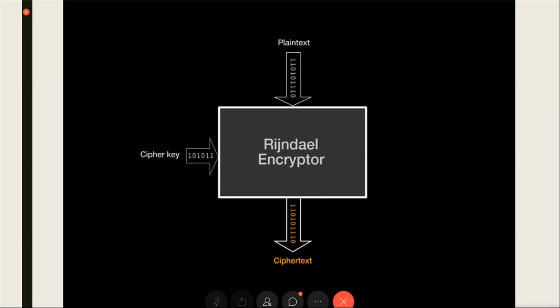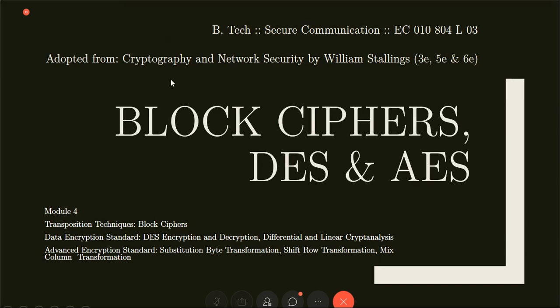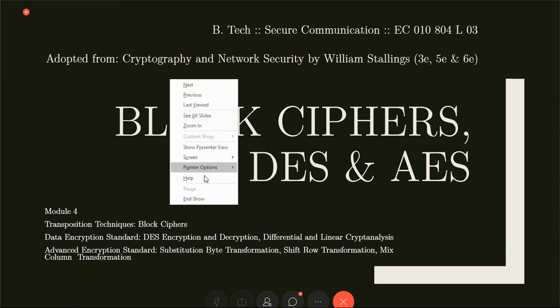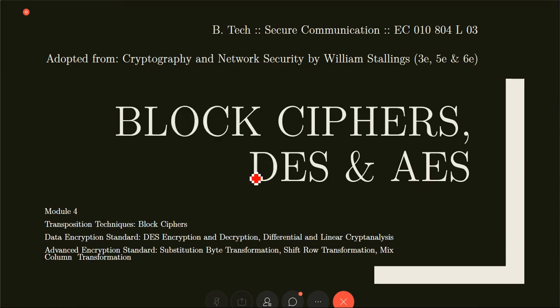Okay, the reference text or the textbook for your topic here is shown over here. It is Cryptography and Network Security by William Stallings. You can pick up any book, 3rd edition, 5th edition or 6th edition. Anything is fine. Even the 3rd edition almost covers your syllabus. The 6th edition and 7th edition are currently in the market. You can check that. Cryptography and Network Security by William Stallings.